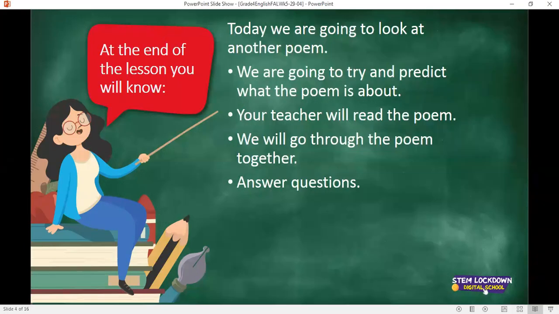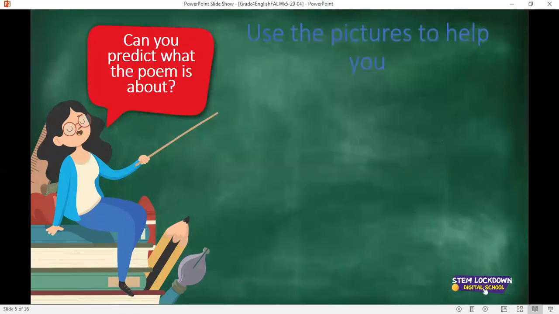So for today, we are going to have a look at a different poem. We're going to try and see how good you are at predicting what this poem is going to be about. Remember, when we predict, it's what you think is going to happen. Then I'm going to read the poem to you. Then we're going to go through it together, and you're going to answer some questions based on the poem. So let's see how good you are with predicting the poem. I'm going to give you 2 pictures, and I want you to try and guess what you think the poem is based on today.